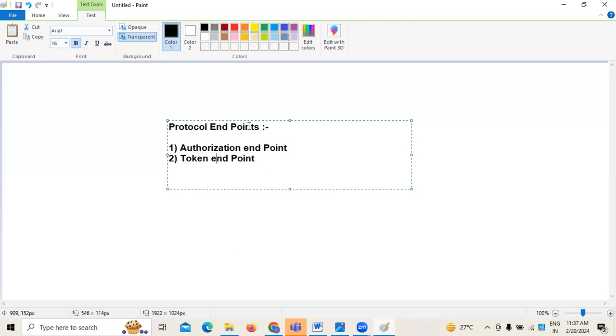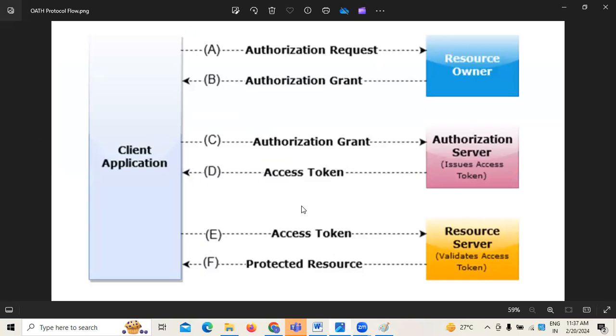So these are the two things which normally we are using. Now, when it comes back to the authorization protocol flow, this is what we call the OAuth protocol flow. In this OAuth protocol flow, there are different processes where the interaction happens between two things: one is the client application, and the other side is the resource owner, authorization servers, resource servers, and so on.